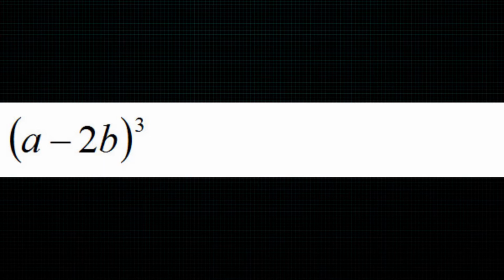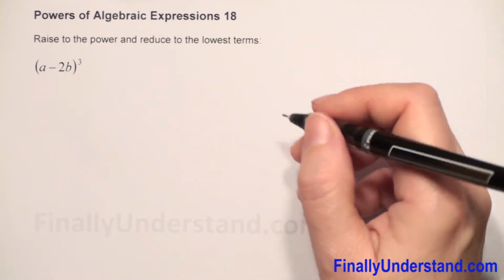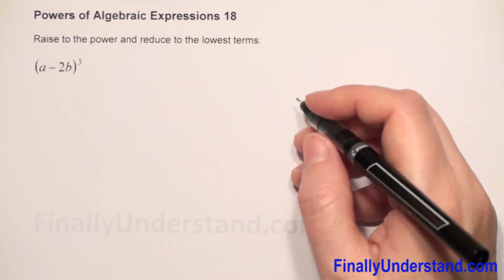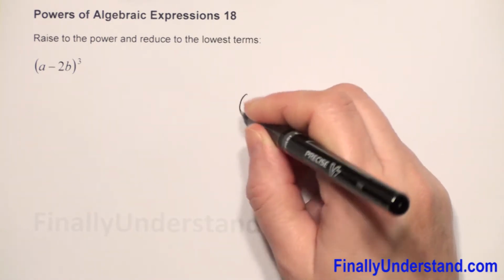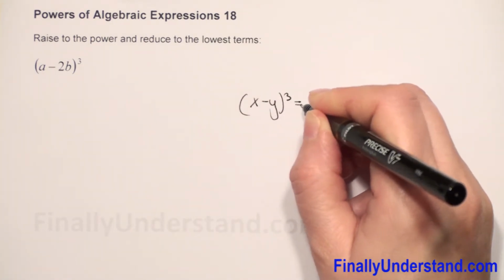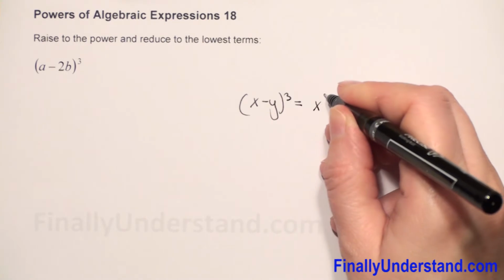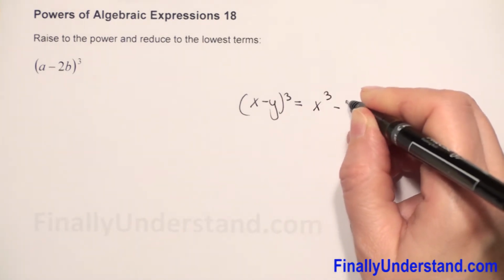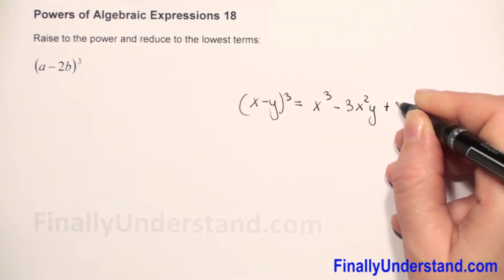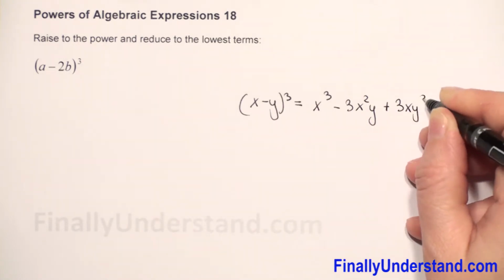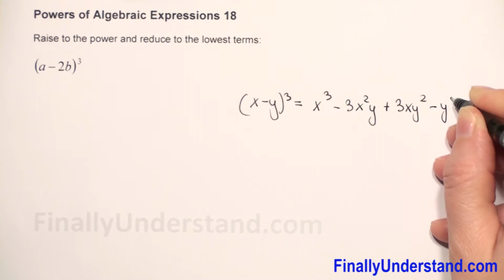We have cube of difference. So let me remind you the formula. When we have (x - y) to the third power, this is equal to x cubed minus 3x squared y plus 3xy squared minus y cubed.